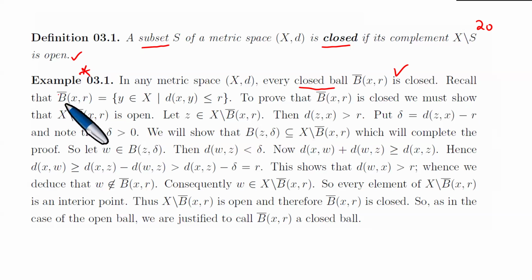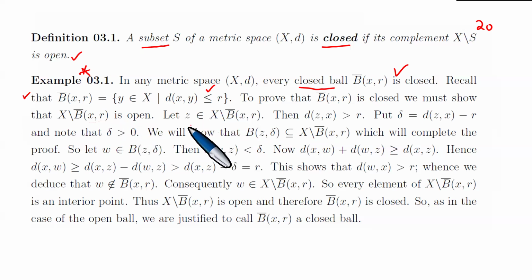Recall that the definition of B bar of x and r, in other words, the closed ball of center x and radius r, contains all y in X such that the distance between x and y is less than or equal to r. And obviously now we look at the characterization of the closed ball with the less than or equal to symbol. Now, to prove that B bar of x and r is closed, in other words, we want to prove it's a closed set, we must show that its complement is open. One way to prove that a set is closed is to show that its complement is open. So the complement of B bar of x and r, which is X minus B bar of x and r, is open.